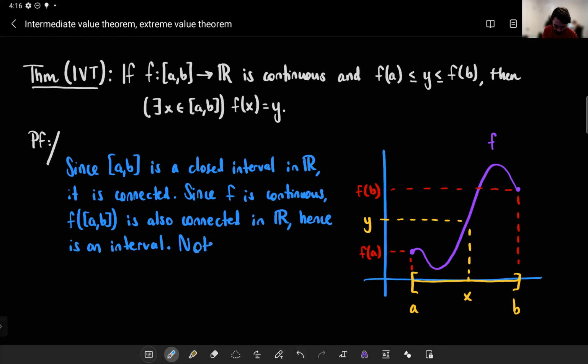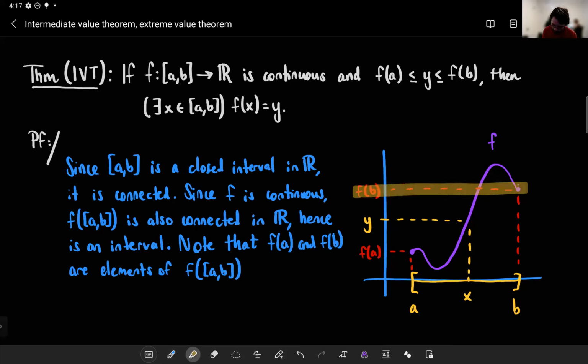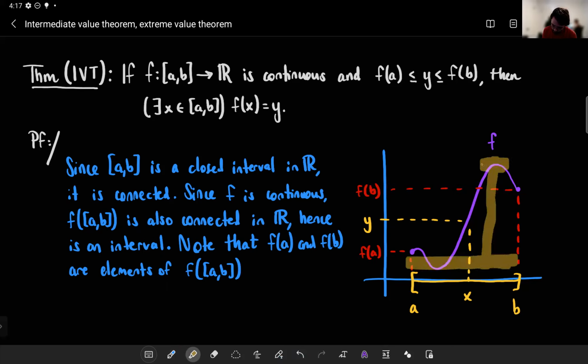Furthermore, we could note that f of a and f of b are certainly contained within this interval, right? Elements of this image. We can see that here. The whole interval is like this whole thing projected to the y-axis. f of b and f of a are definitely within that interval.